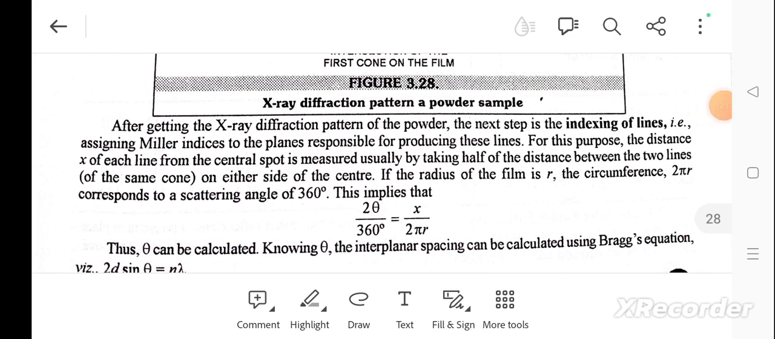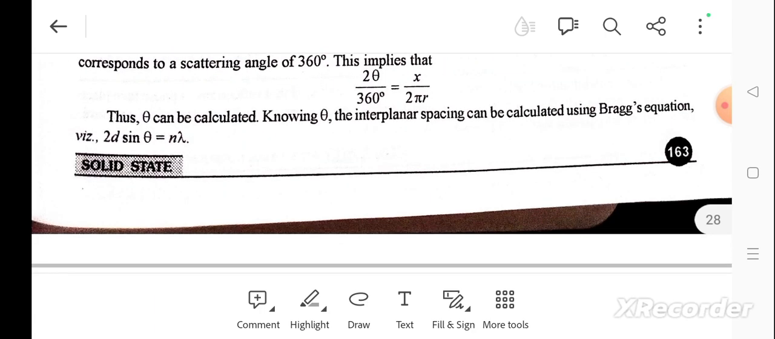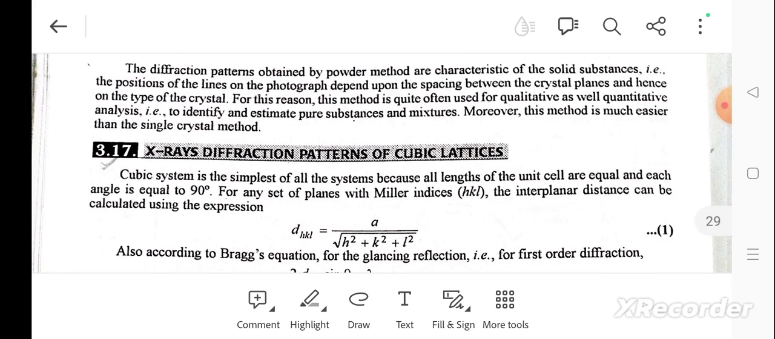By taking half of the distance between these two lines on either side of the center, if the radius of the film is r, the circumference is 2 pi r, corresponding to the scattering angle of 360. Hence 2 theta by 360 is equal to x by 2 pi r. Thus theta is calculated, and knowing theta, the interplanar spacing can be calculated using the Bragg equation, where 2d sin theta is equal to n lambda.